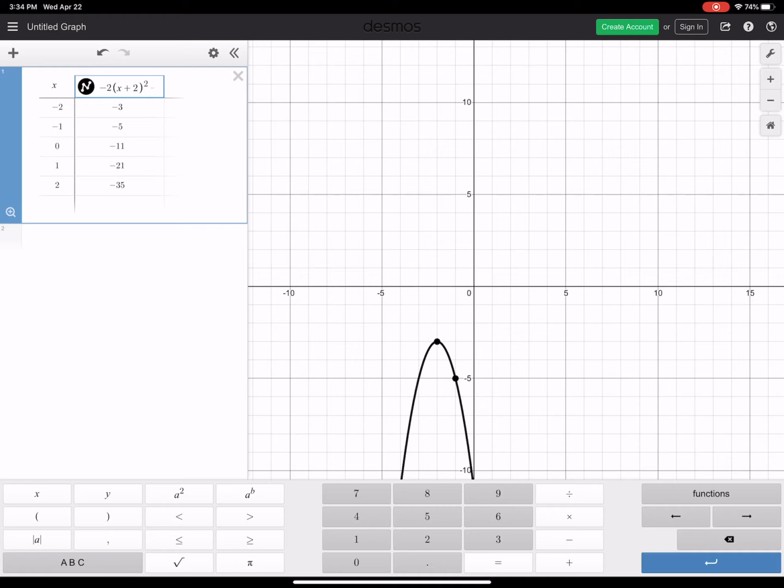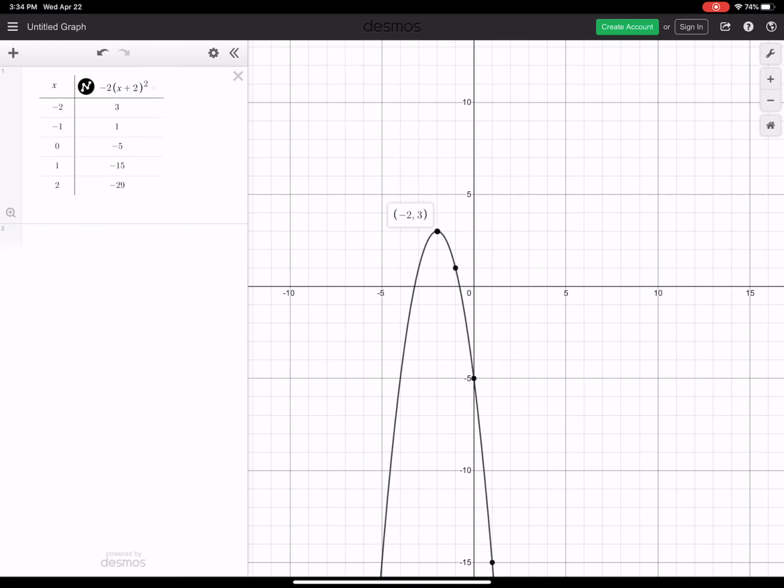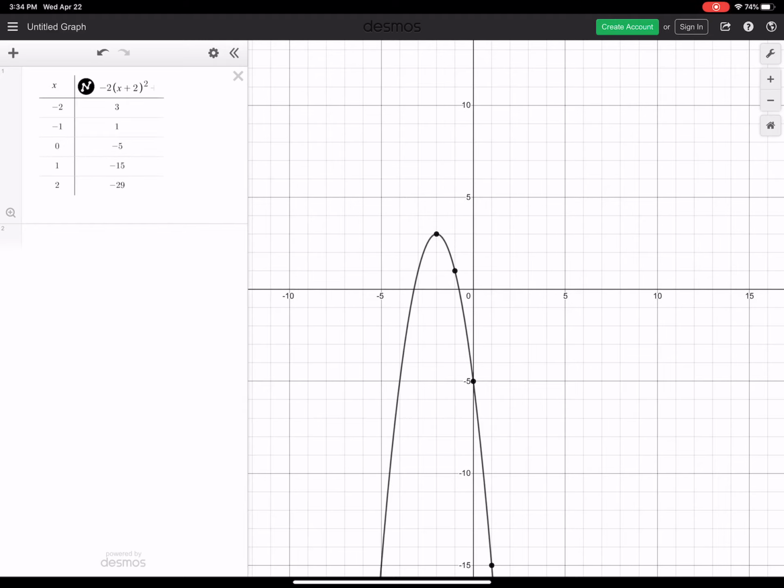-2, x plus 2, and that is +3, so moved it up. All right, so if you notice right here, we have -2, +3, like we said. We have a vertical line of symmetry at x equals -2. We said it opened down.